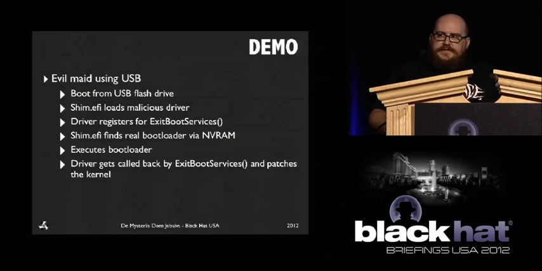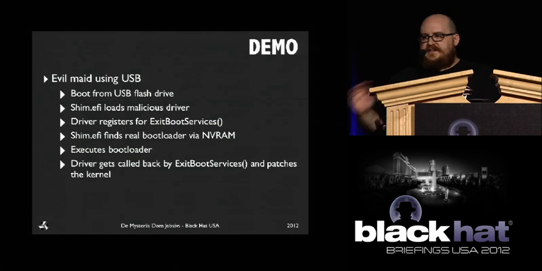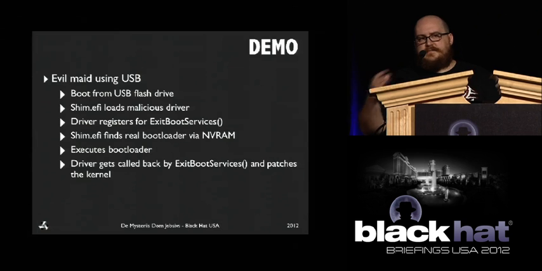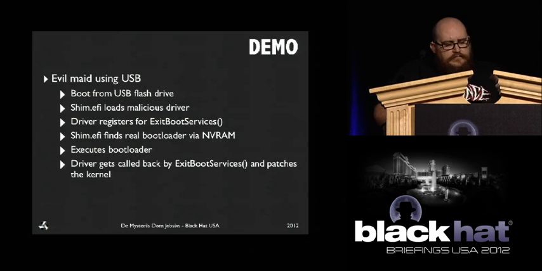So we boot from a USB flash drive, which has on it a malicious bootloader, like a shim bootloader, that basically just loads a driver that's adjacent to it on the flash disk, and then inspects the NVRAM to work out where the system should be booting from, locates that disk, finds the bootloader on that disk, and then executes it, right? In the meantime, the driver is registered for an exit boot services callback, and when it does get called back into, it patches the kernel, kind of as discussed before.